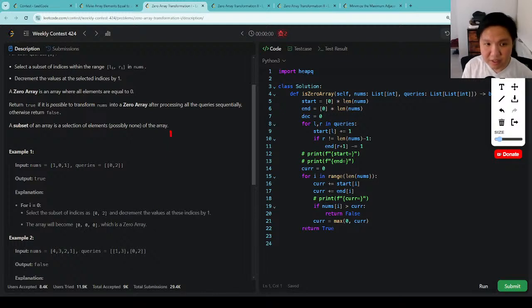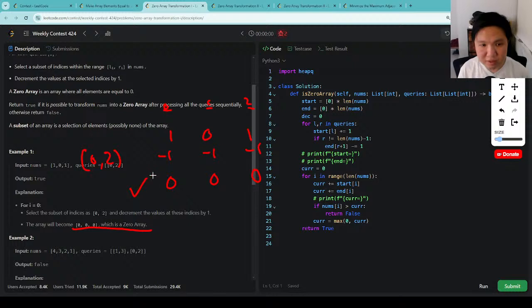Conversely, if I start with nums 1, 0, 1, the query is 0 to 2. These are the indexes. So this will be 0 left. This will be 0. It's minus 1, but who cares? It doesn't decrease below 0. That's something implicit in the question. So this is 0, 0, 0, which is a zero array, and so this is true. So this is a pretty straightforward question.